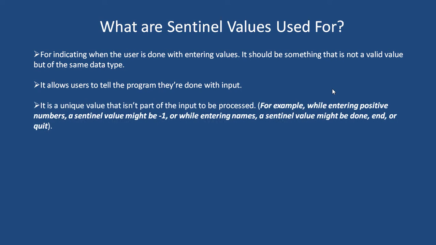It is a unique value that is not part of the input to be processed. For example, while entering positive numbers, a Sentinel value might be -1, or while entering names, a Sentinel value might be done, end, or quit. Since it is of the same data type, when we are dealing with numbers, a Sentinel value might be -1, or while entering names we are dealing with strings, then a Sentinel value might be done, end, or quit, and it is that value which is not part of the input to be processed.